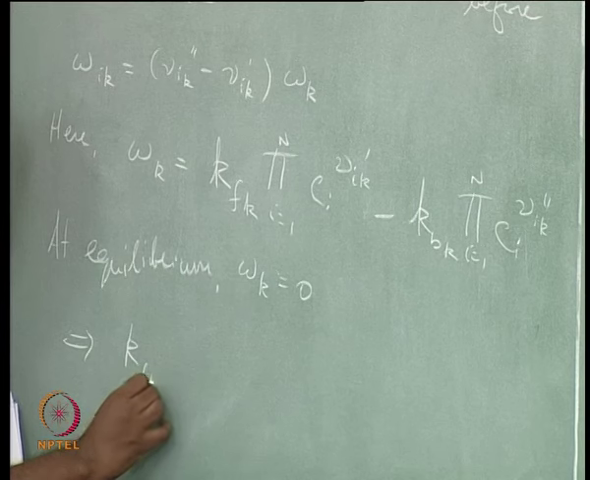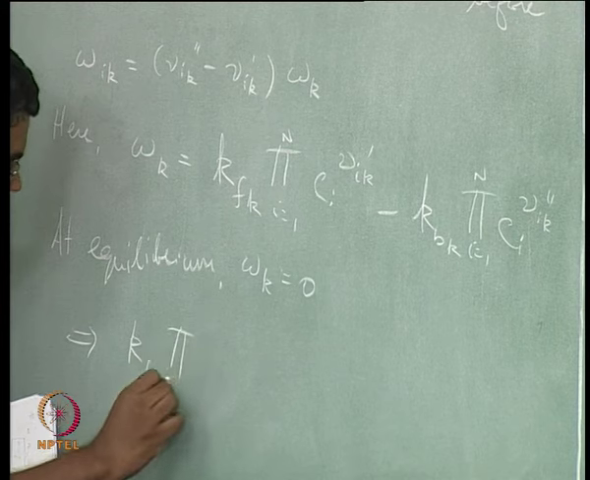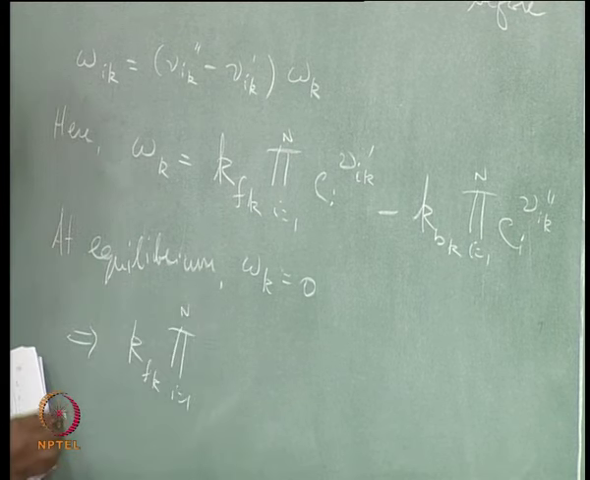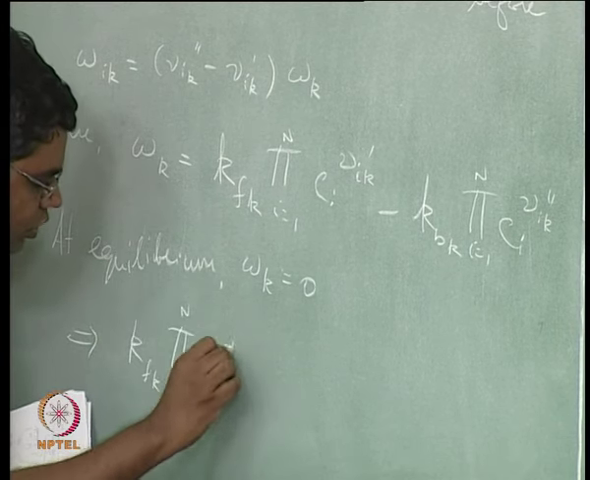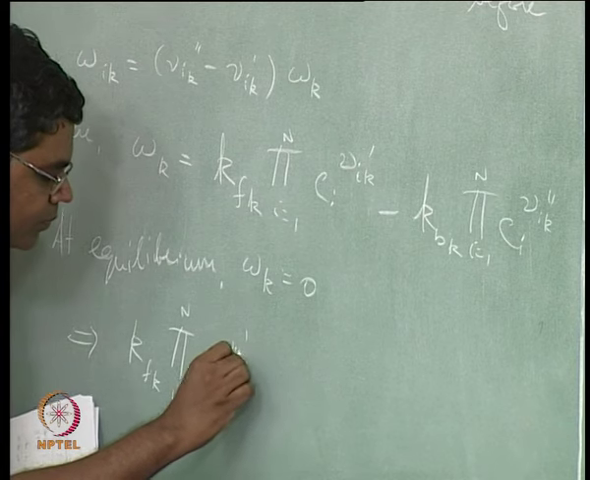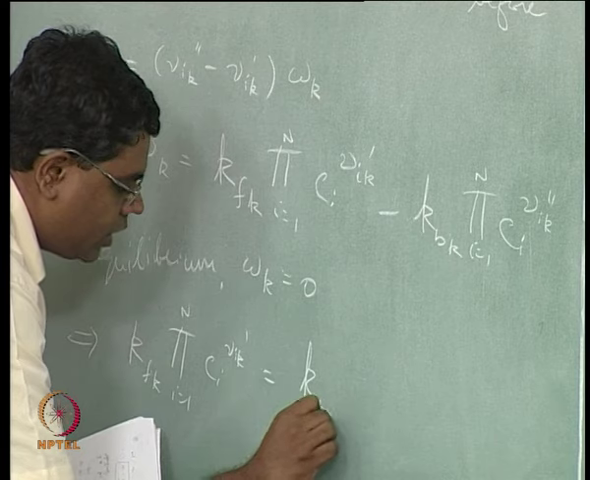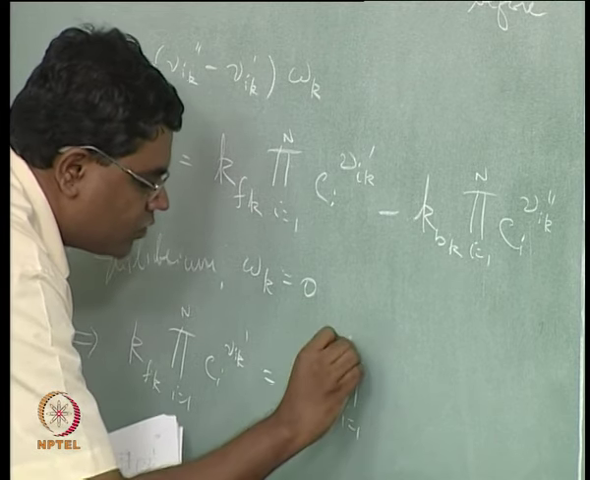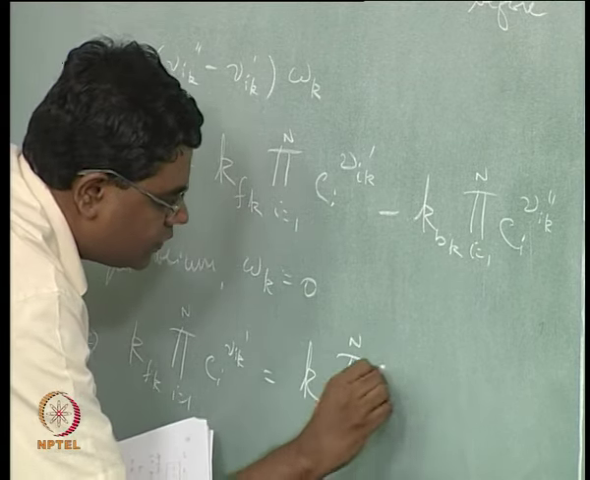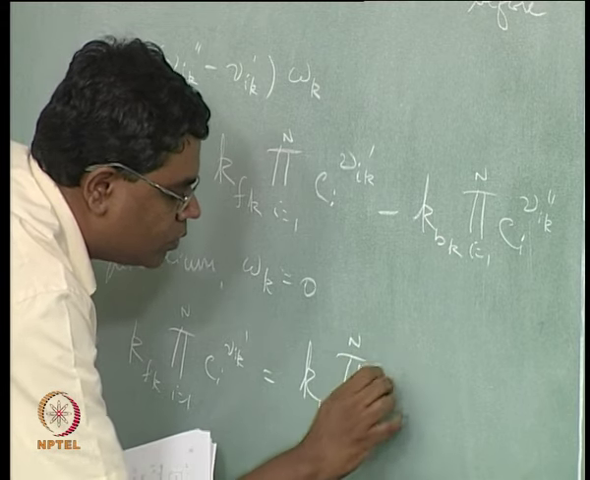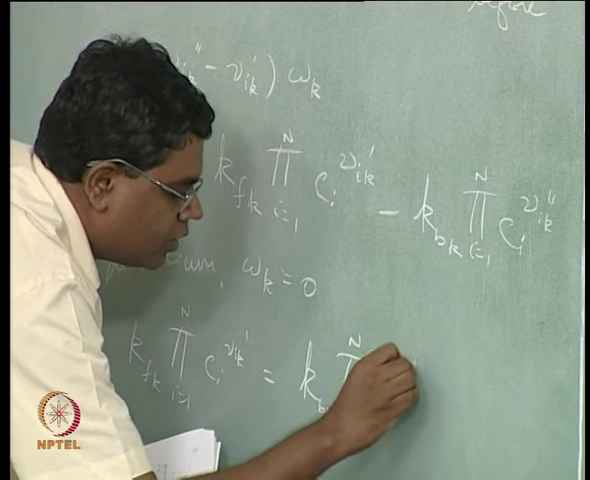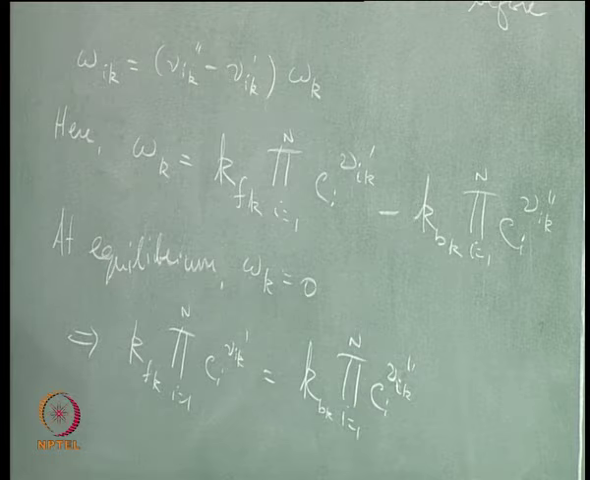k_f,k product over i equals 1 to n of C_i to the nu_ik single prime equal to k_b,k product over i equals 1 to n of C_i to the nu_ik double prime. Right.